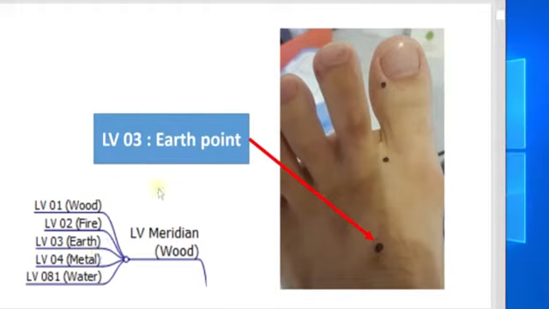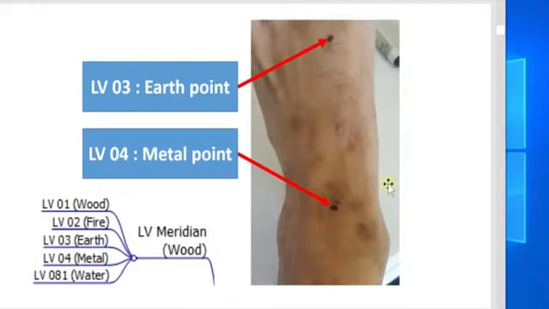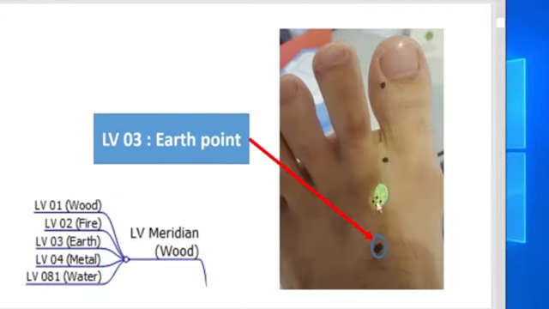Next one is LV3, which is the earth point. You can find it on this line, a shallow point. Looks like this picture. Here is the first shallow point, and if you go up, there is a second shallow point. Usually there are 2 shallow points here. The second shallow point here is the earth point, LV3.